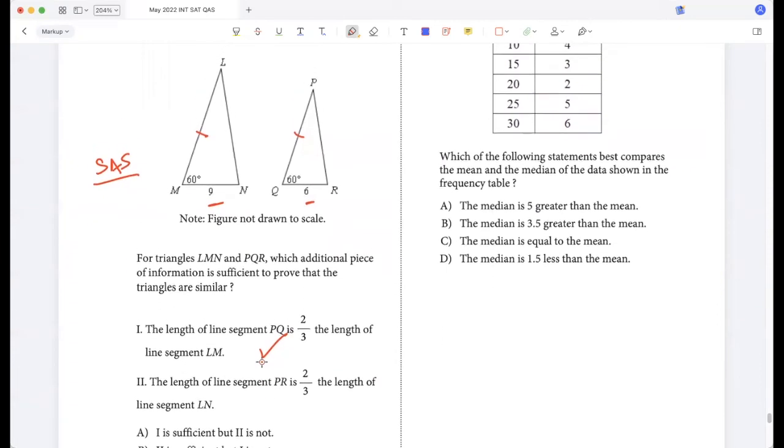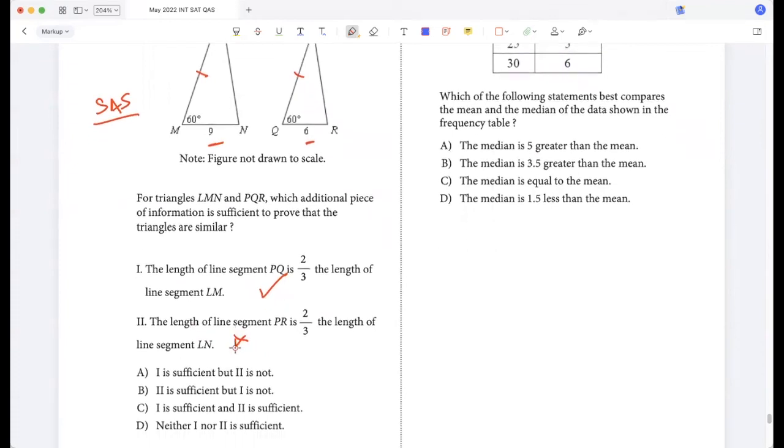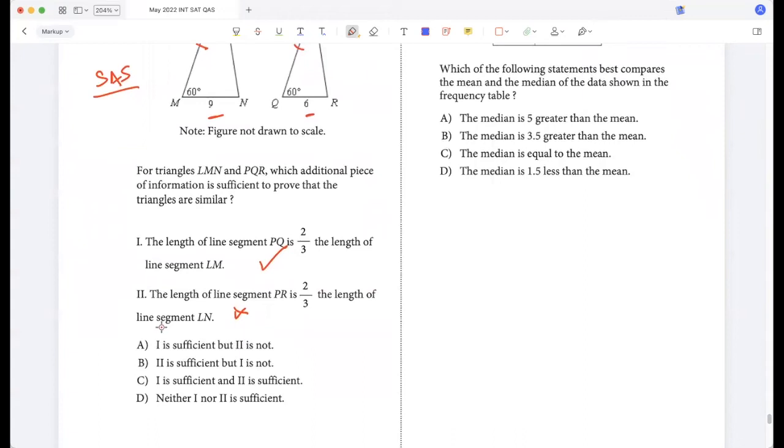Okay, that I don't know. No, I don't think that is sufficient, because you can prove it with SAS, but not with SSA. Yeah, I don't think SSA works, so it's not this. This one is not sufficient. So 1 is sufficient, but 2 is not. Yeah.